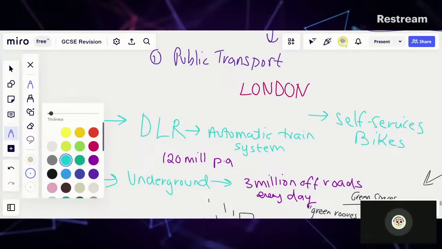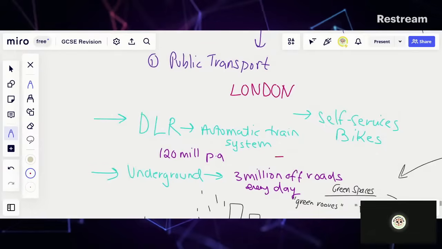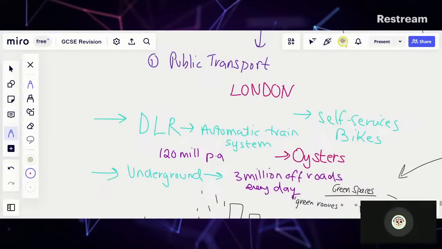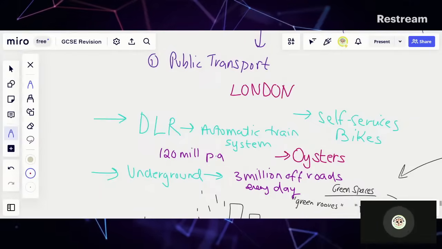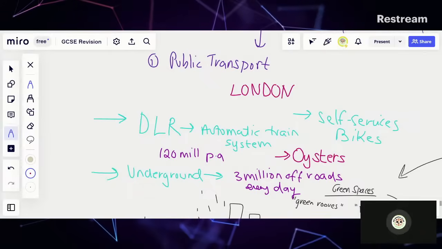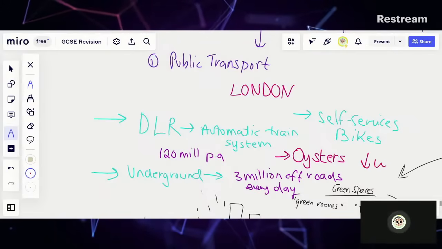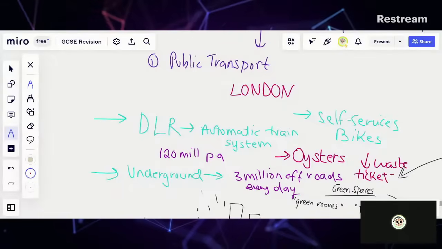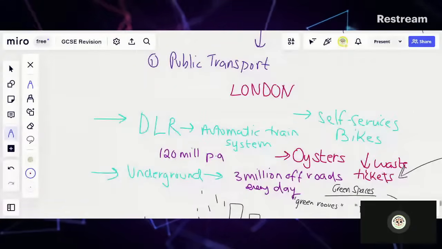Now, the final public transport thing that you can remember about London are oysters. So depending on where you live and where you're watching this, Oyster cards are really good because they allow people to travel on most of London's public transport network without having to buy separate tickets. Now, this means that it actually reduces the waste of buying tickets. So that's one way of using public transport.